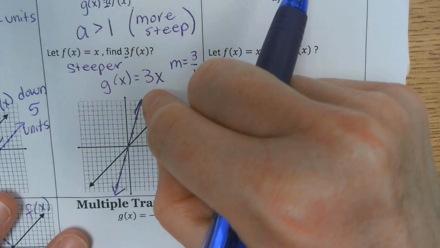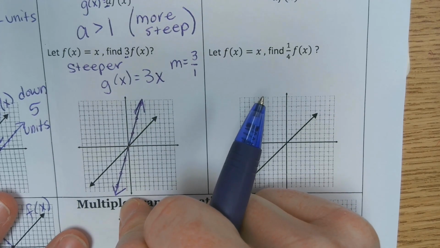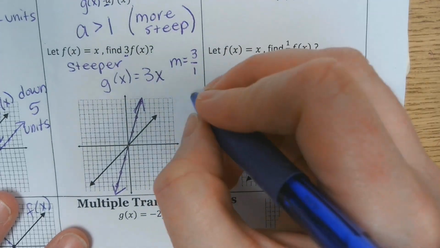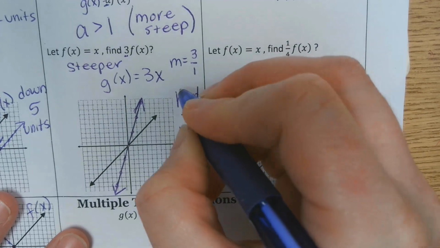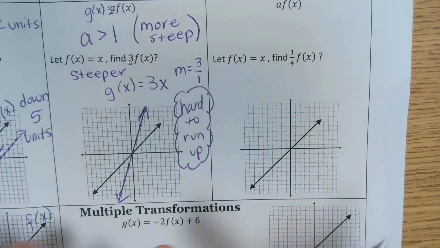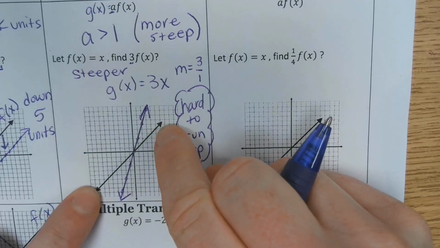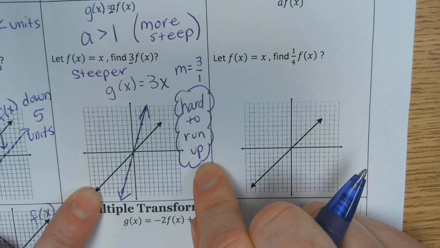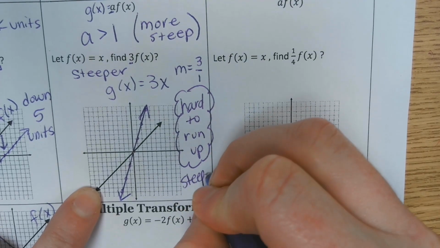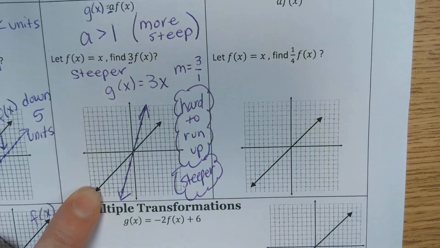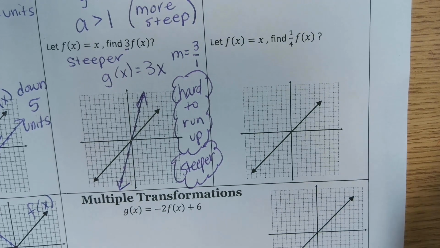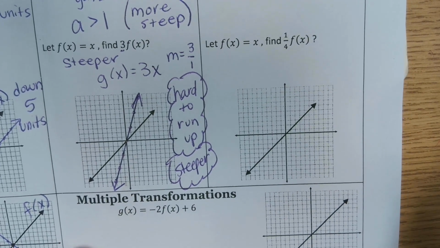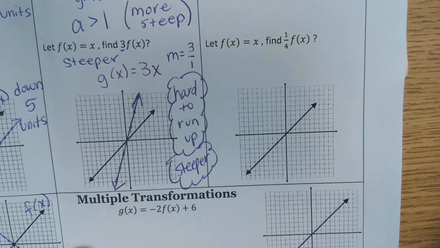So all that to tell you, steep, it would be really hard to run up. It's going to be more difficult than something that's flat. So I'm going to put hard to run up. If it looks like a ramp that is really hard to run up compared to the other one, then that is steeper. But if it's flatter, it's easier to run. Hard to run up, which means steeper.